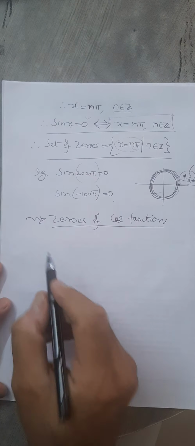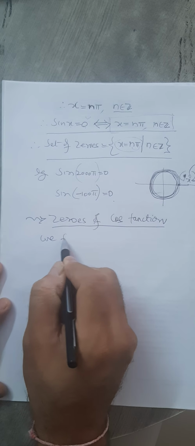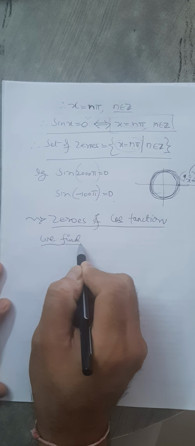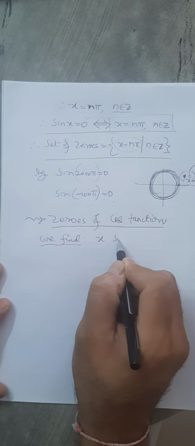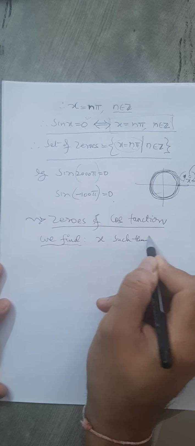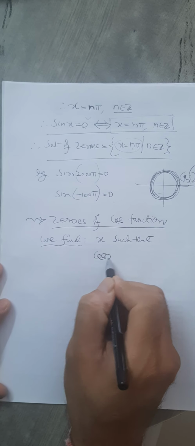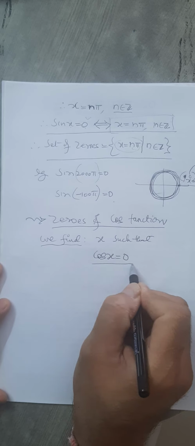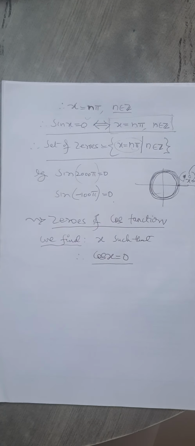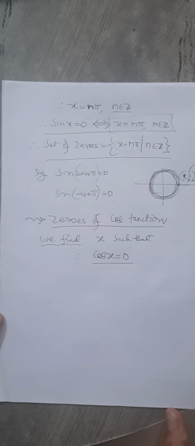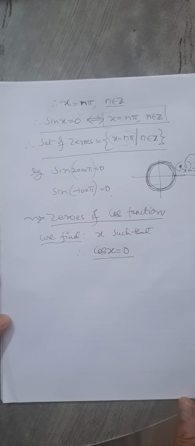Cos function. So what is the question? Zeros, as I explained, we find all x such that cos x equals 0. We find all x for which cos x becomes 0.